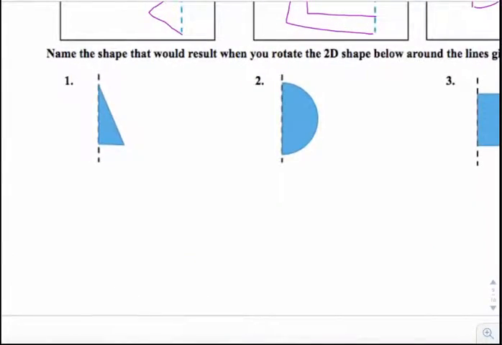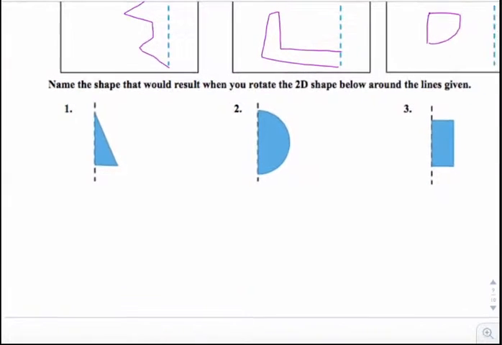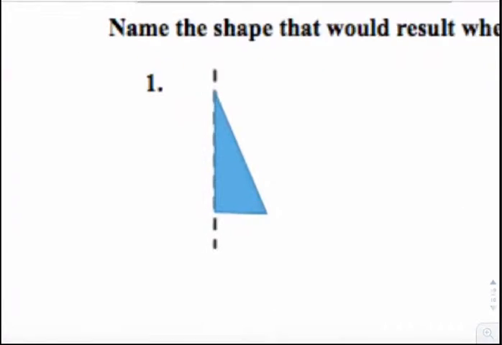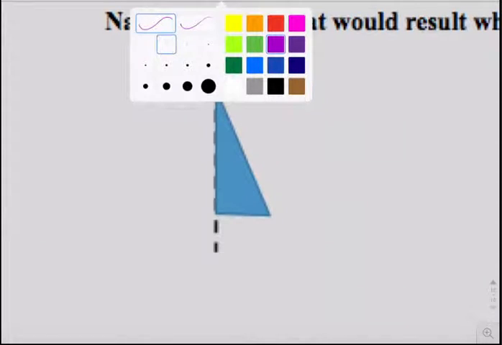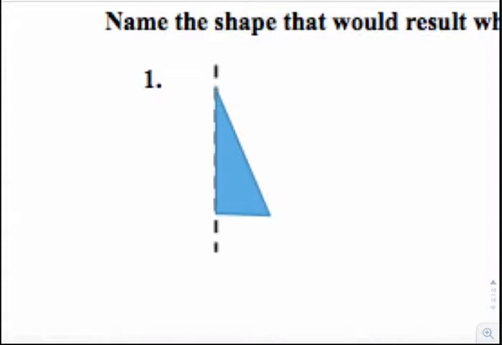So here we have to name the shape that will result if you rotate the 2D shape below around the lines given. I would personally, again, utilize drawing techniques and realize if we're drawing this kind of around, what you're creating are a bunch of discs. So as you're drawing this, if you think of this in terms of stacking discs one on top of the other, it'll give you a good sense of what shape you're looking at.